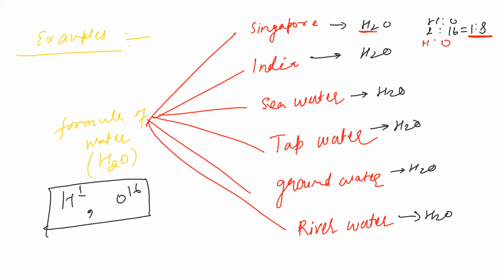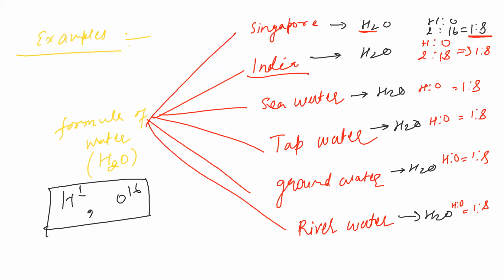Now go for India. In India also you will find 2 ratio 16, that is also coming 1 ratio 8. If you are going to seawater and calculating the ratio, 1 ratio 8. If you are calculating the H to O ratio, this is also coming. Everywhere you are finding 1 ratio 8. So is it fixed or not? Can you tell me? Yes. So this is fixed now.